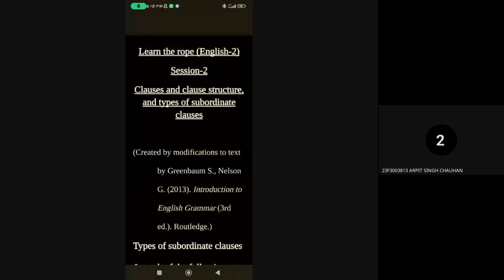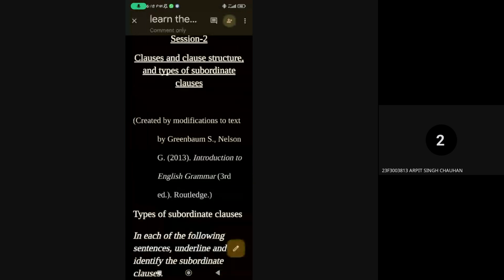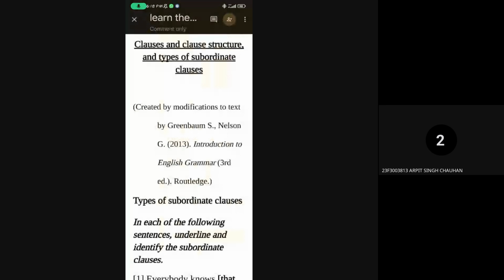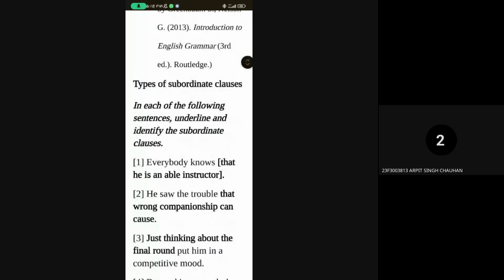Just confirm with me when you can see the screen clearly. Are you able to see the screen? Let me make the screen visible. Yes, ma'am. Okay, all right.